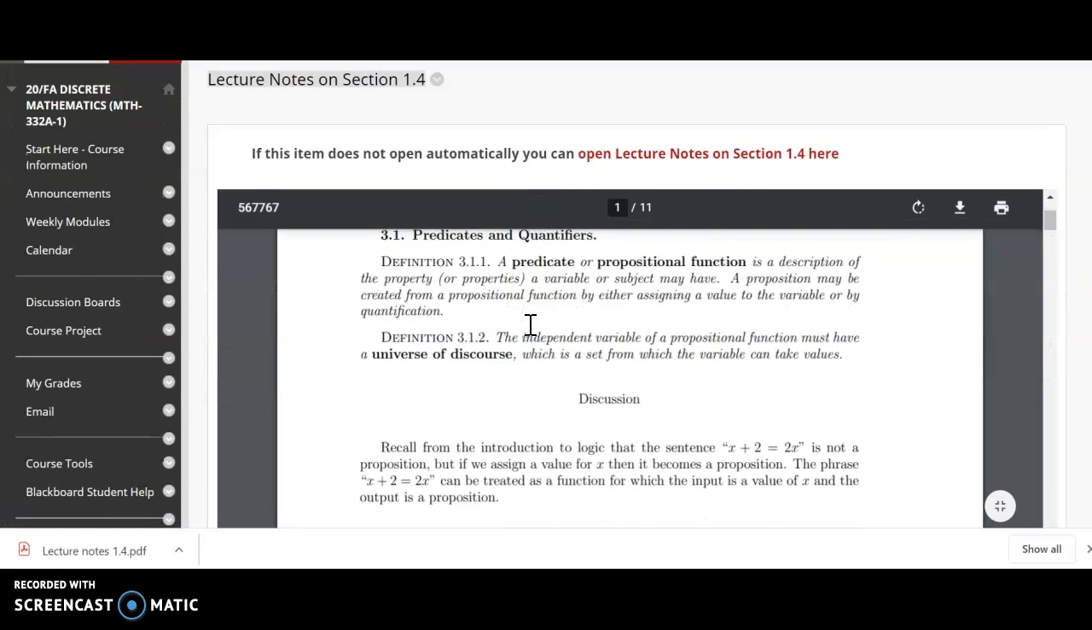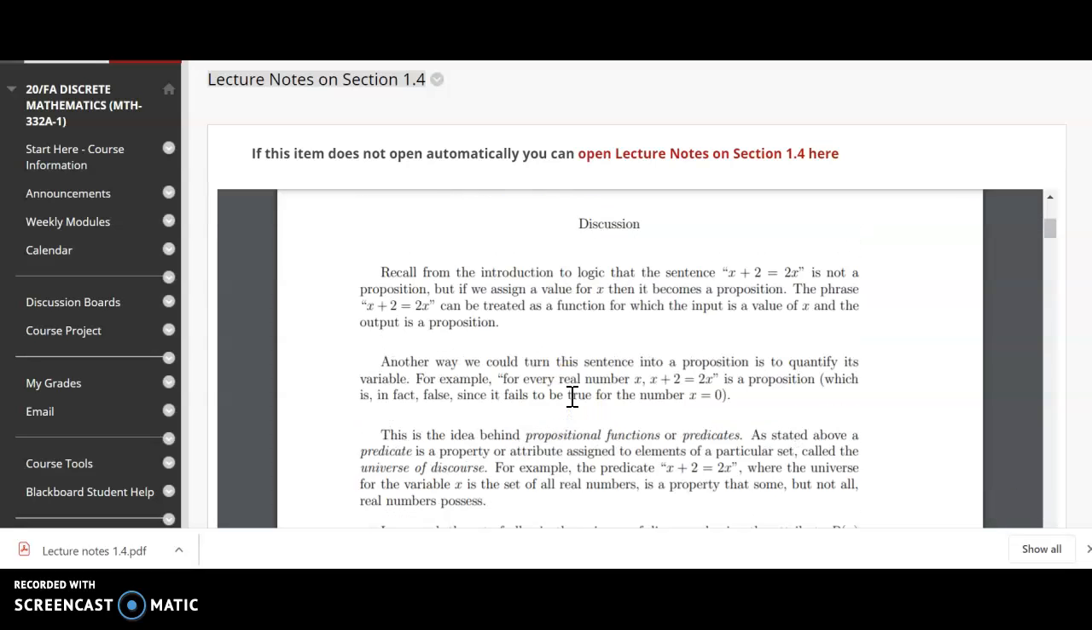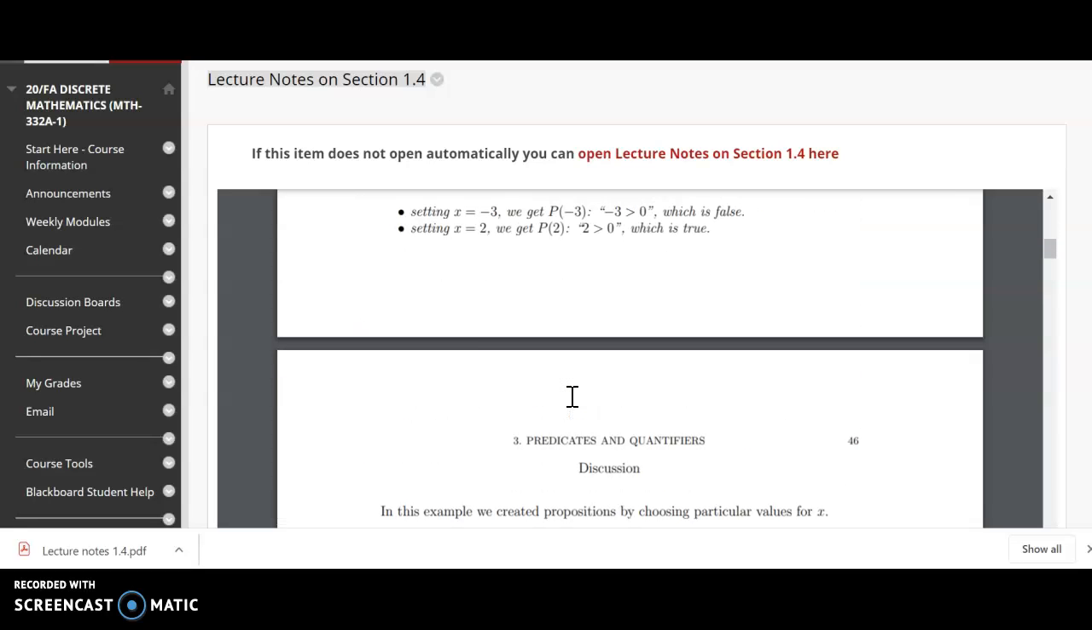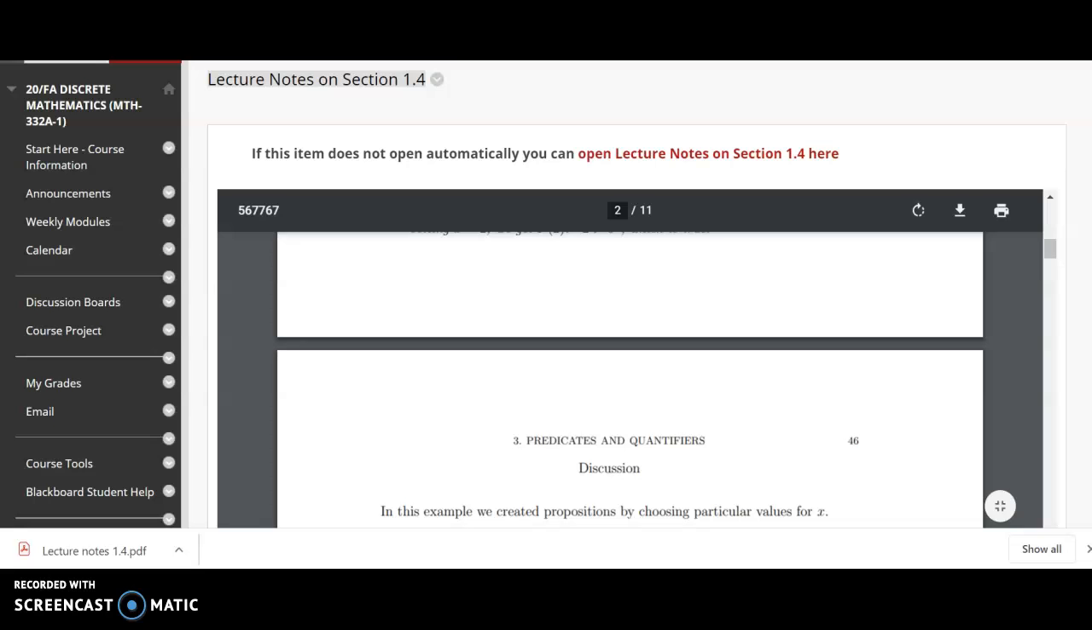I think these are pretty readable after you have read our textbook reading. And if you have any questions, then please do reach out.